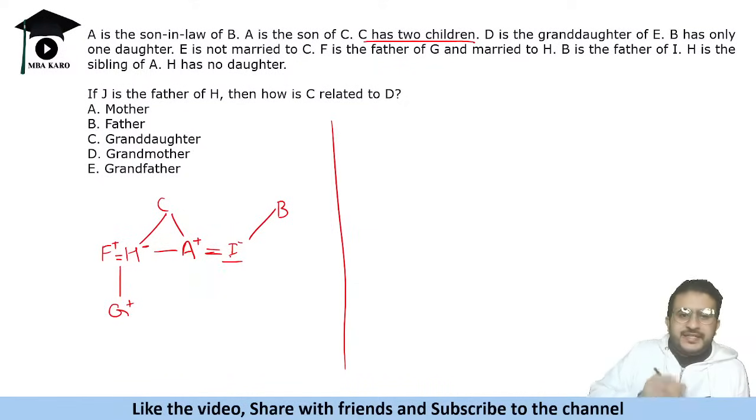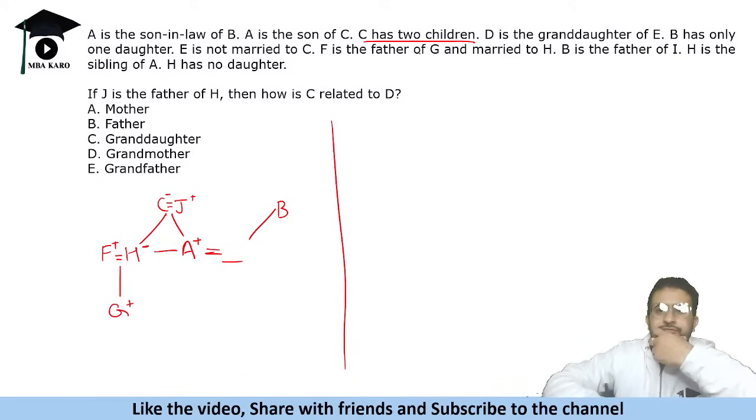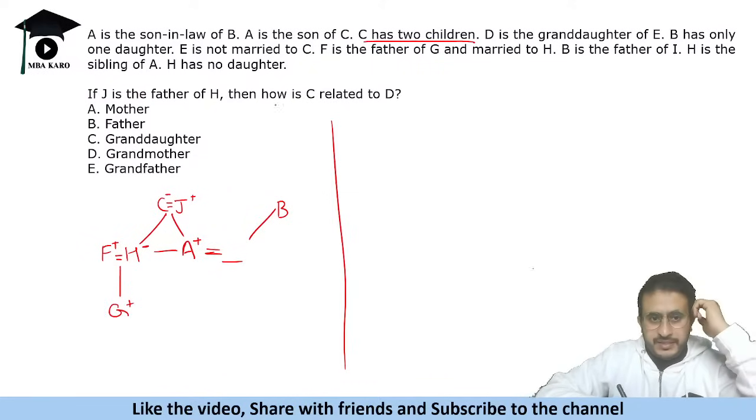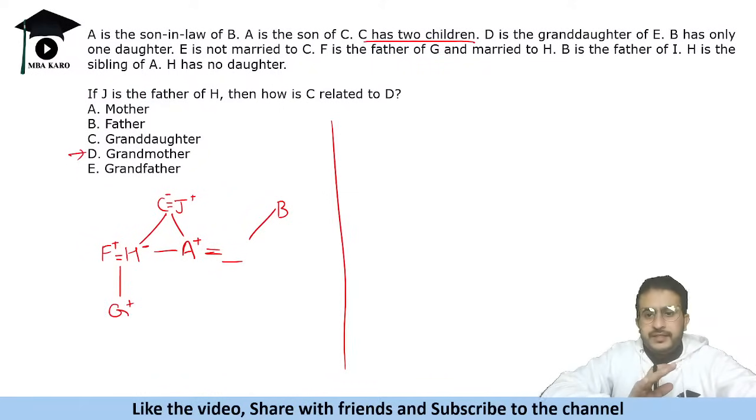It is given that J is the father of H. So J is the father of H. That means C will be the mother. Okay. And how is C related to D? We have to find D in the given scenario. We have framed this. D is the granddaughter of E. Okay, so D is a granddaughter. So maybe C could be grandmother of. So this gives us a hint that C could be grandmother.